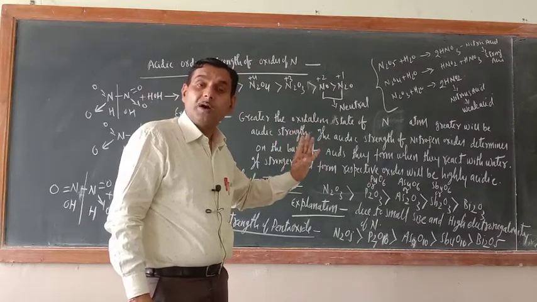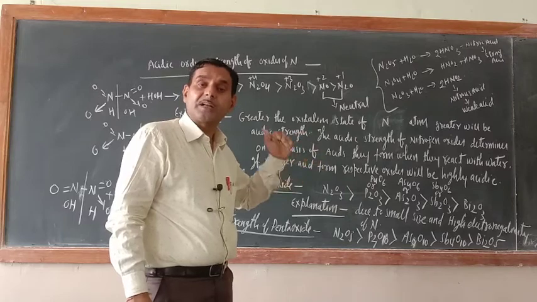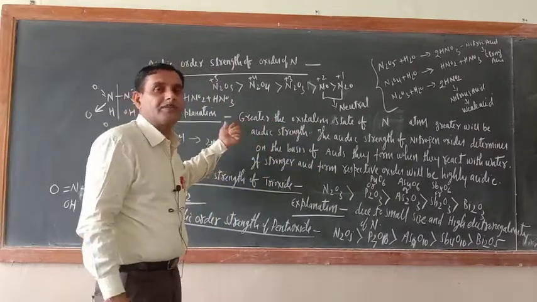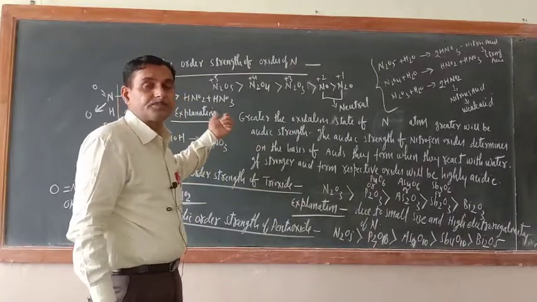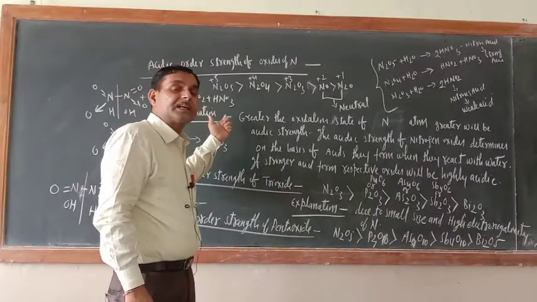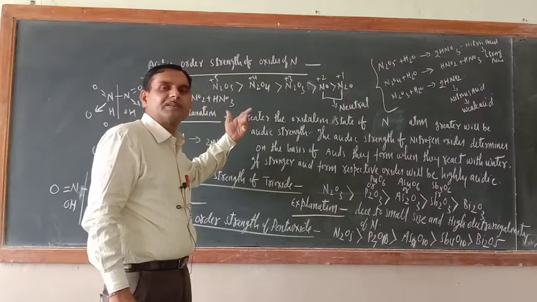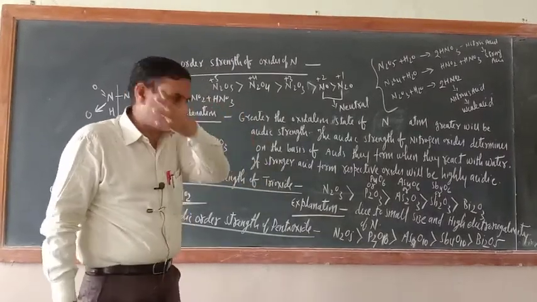Since N2O5 reacts with water and forms nitric acid, which is a strong acid, N2O5 is considered to be the strongest acidic oxide. So the greater the oxidation state of nitrogen, the greater the acidic strength. Just remember this one point.